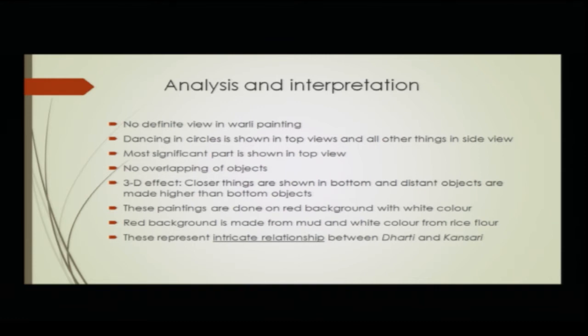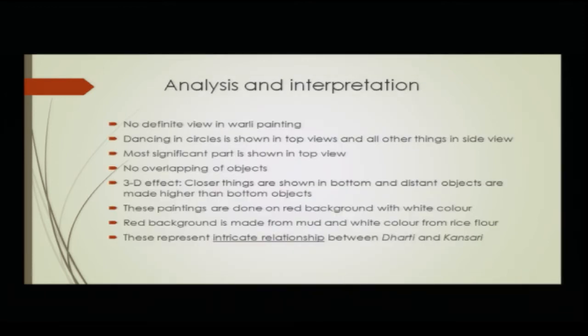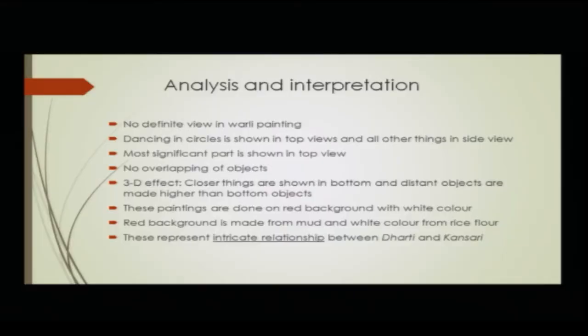Basically, what do we see when we first look at Warli art? On the first look, we will see that there is no definite view in Warli art. If we see this painting, in the center part all the people are dancing, and that view is taken from the top view, and all the other aspects, cultivation and the daily activities going on in this painting, are taken from the side view. So one can safely say that there is no sense of top view and side view in Warli art, and since this central part is the most important part, we can say that generally the most important part is shown in the top view.